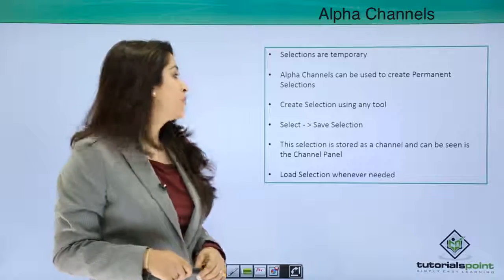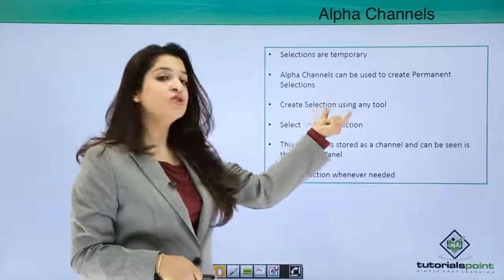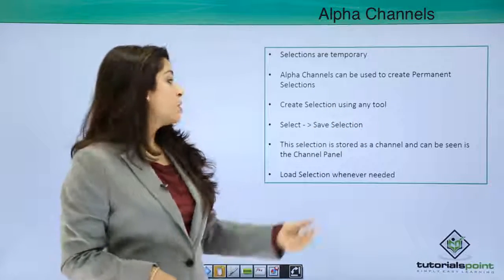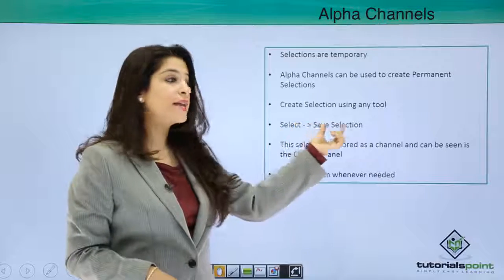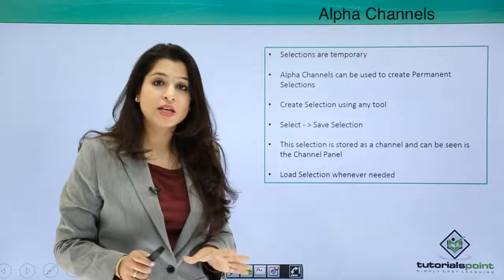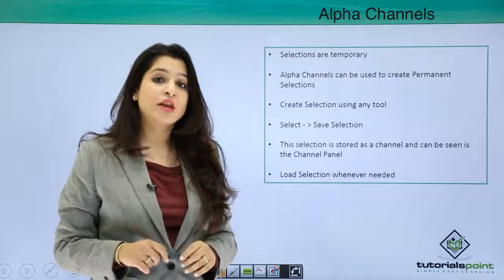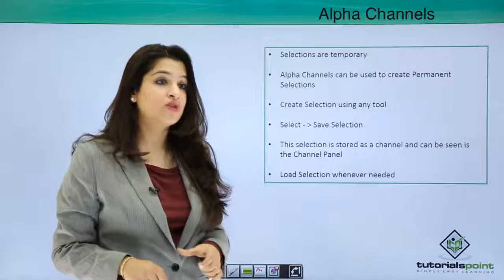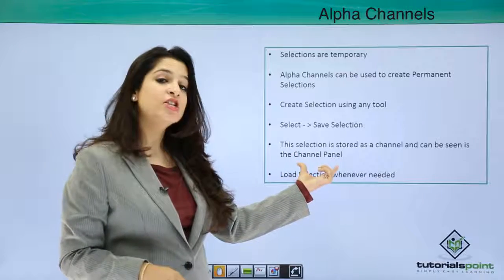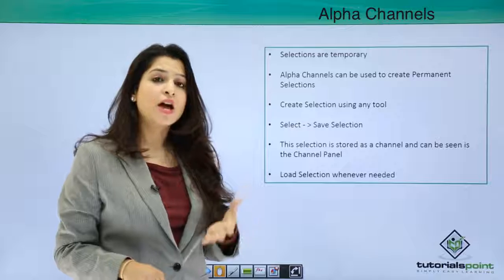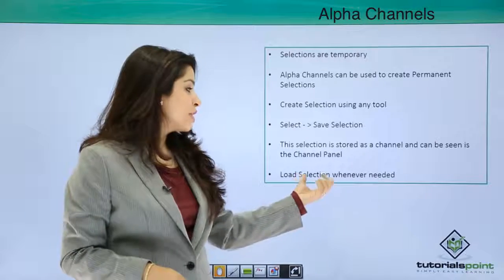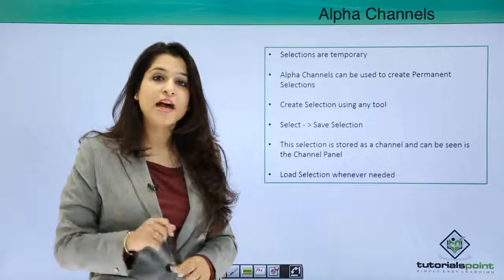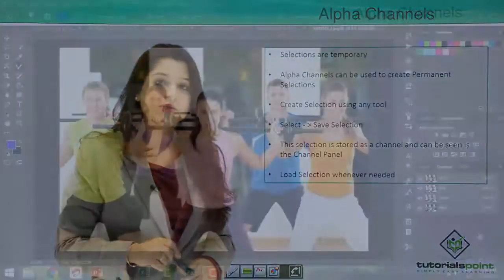So, how do we do that? We basically create a selection using any tool available in Photoshop. After we have done our selection, we can go to select and save that selection. So my selection is saved. Now when we save the selection, it's actually stored in our channel panel as the alpha channel. So it gets saved in my channel panel, and whenever I want to use that, I'm going to load it whenever I need it. So let's dive into Photoshop and learn how we use alpha channels.